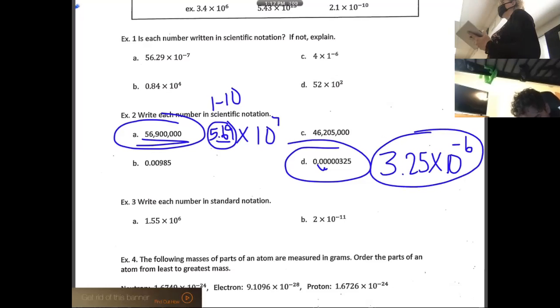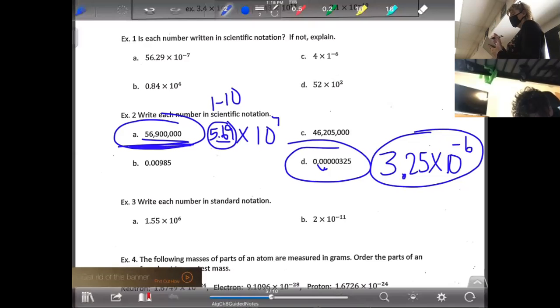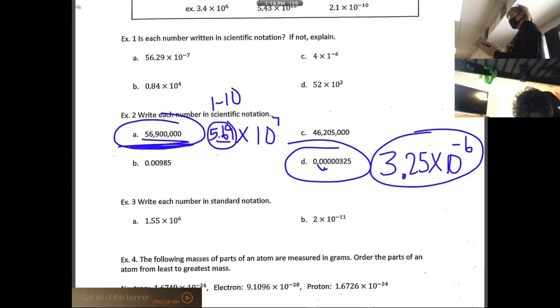Now, how I remember positives versus negatives is I like to think of money in my bank account. If I had $56,900,000 in my bank account, I would have a very positive attitude. If I had $0.0000325 in my bank account, which isn't even possible because that's like less than a cent, I would be really sad. It would be a very negative thing. A millionth of a cent. Well, at least it's not negative. True, that means I don't owe anybody, at least.